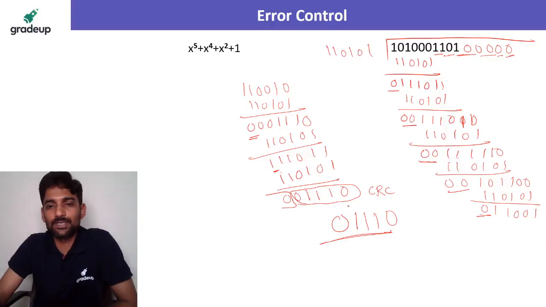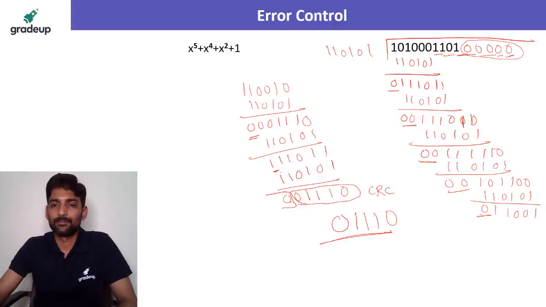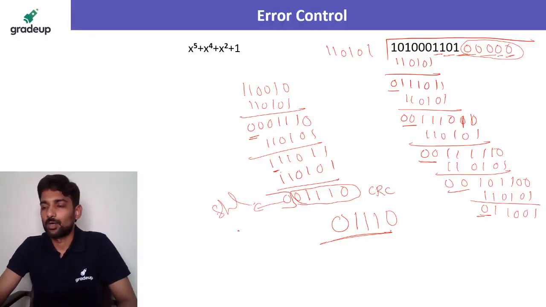So the leftmost 0 we have to neglect because you have appended only 5 bits. Only a 5-bit remainder would be coming. This is shifted left. Okay.